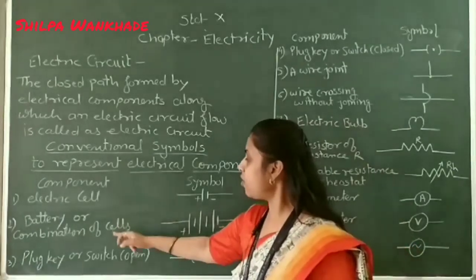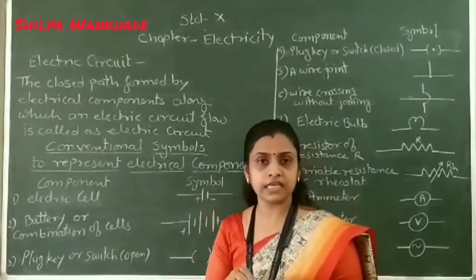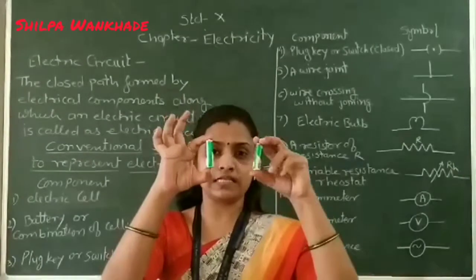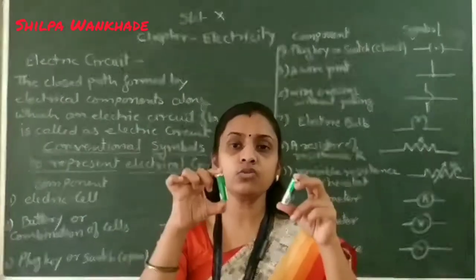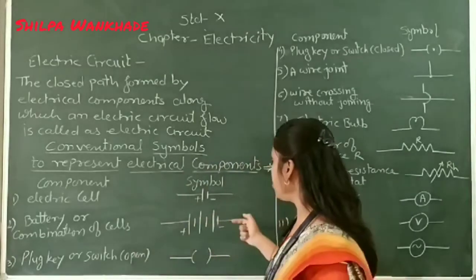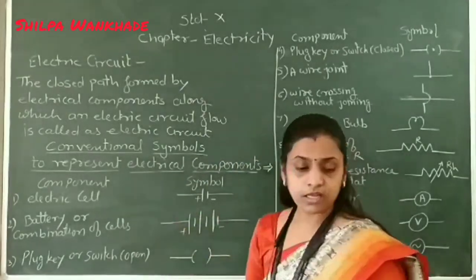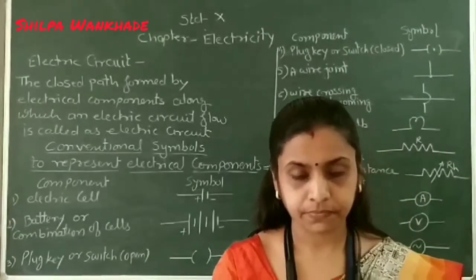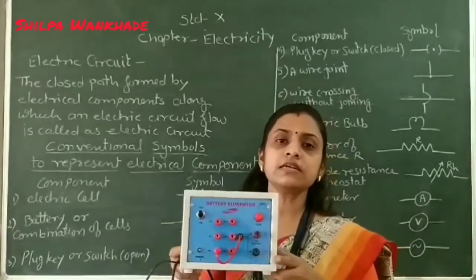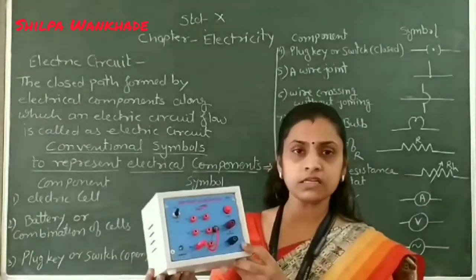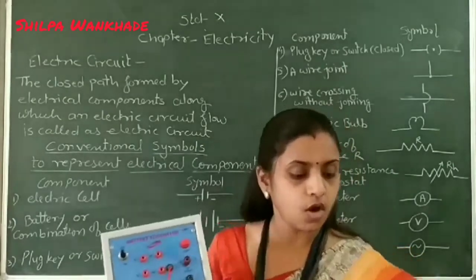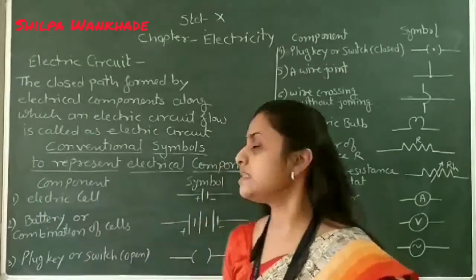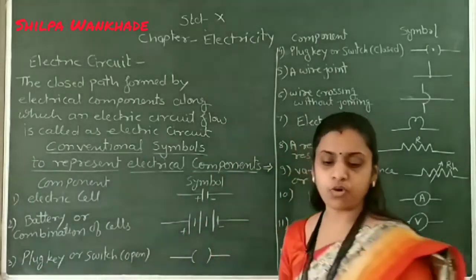Then next is the battery or combination of cells. If there is a single cell, then we can use such a symbol. But if there are two or more than two cells connected in the circuit, then it is shown in such a symbol. Now this is the battery. This is an external source. So when such a battery or combination of cells is connected in an electric circuit, it is represented by such a symbol.